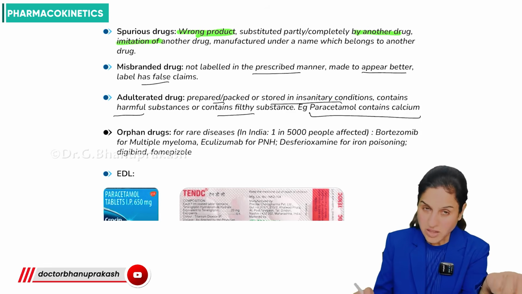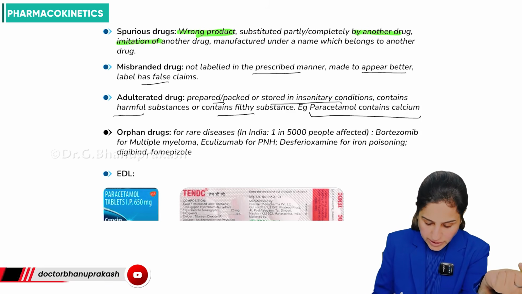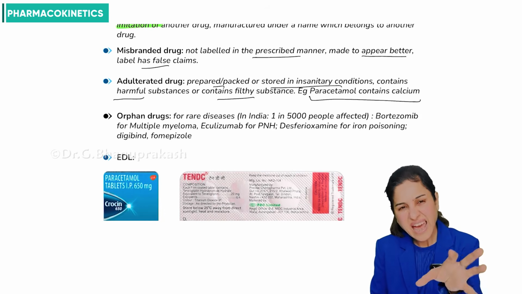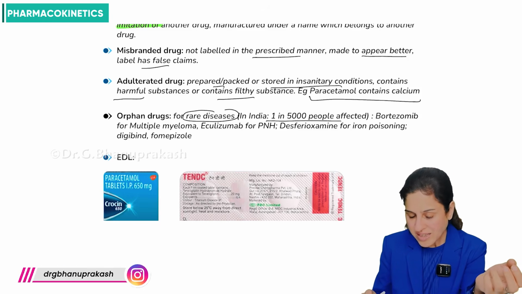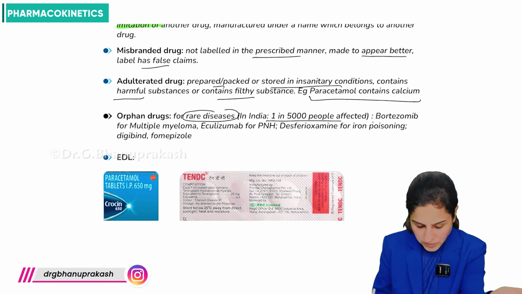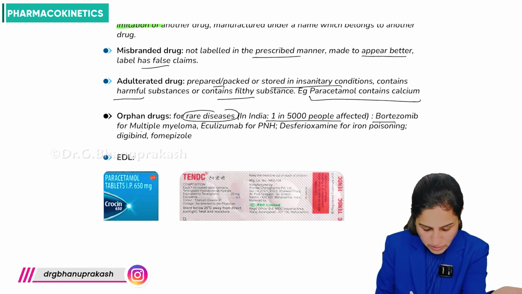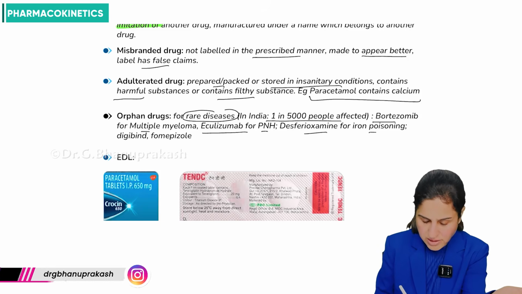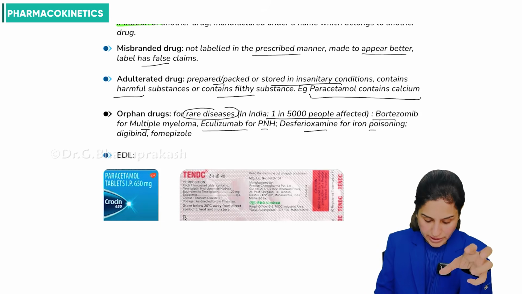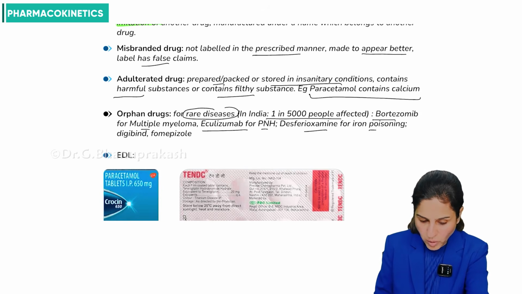It can happen. Then orphan drugs are drugs that are made for rare diseases, very rare diseases in India, which affect 1 in 5,000 population. For example, bortezomib for multiple myeloma, eculizumab for PNH, desferrioxamine for iron poisoning, etc. So these are the orphan drugs. That is the important thing here.